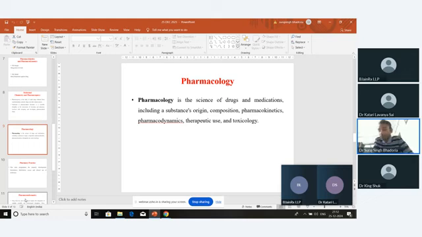Next is pharmacology. Now, what is pharmacology? Pharmacology is a branch of pharmacy. It is a branch of science which deals with the action of drug. So it is the science of drugs and medications, which includes the substance origin, their composition, how it evolved, how it developed, their pharmacokinetics, PK model, pharmacodynamics, PD model, therapeutic value, and their toxicity, the ADR, adverse drug reaction. So this is all about the pharmacology.